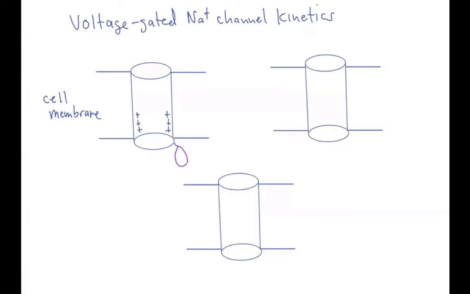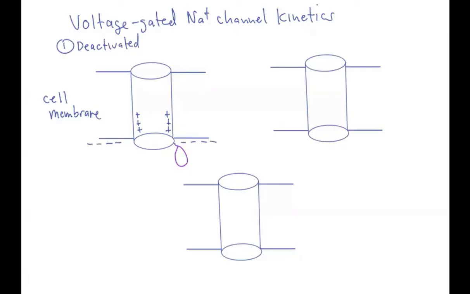So now we're going to talk about the voltage-gated sodium channel kinetics. Over here, we're going to call this number 1. This is when the voltage-gated sodium channel is in the deactivated state. It's resting. And we know that at rest, the membrane potential is quite negative.